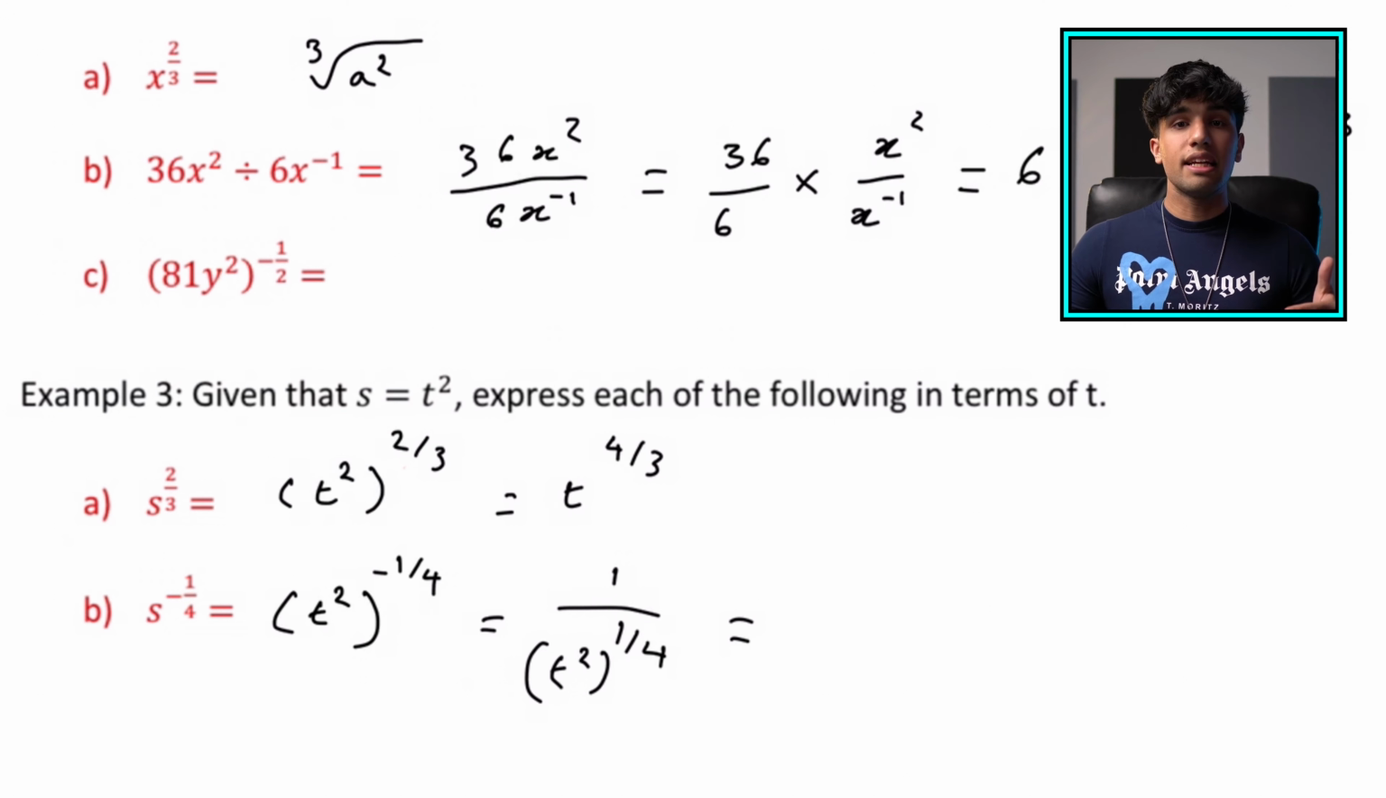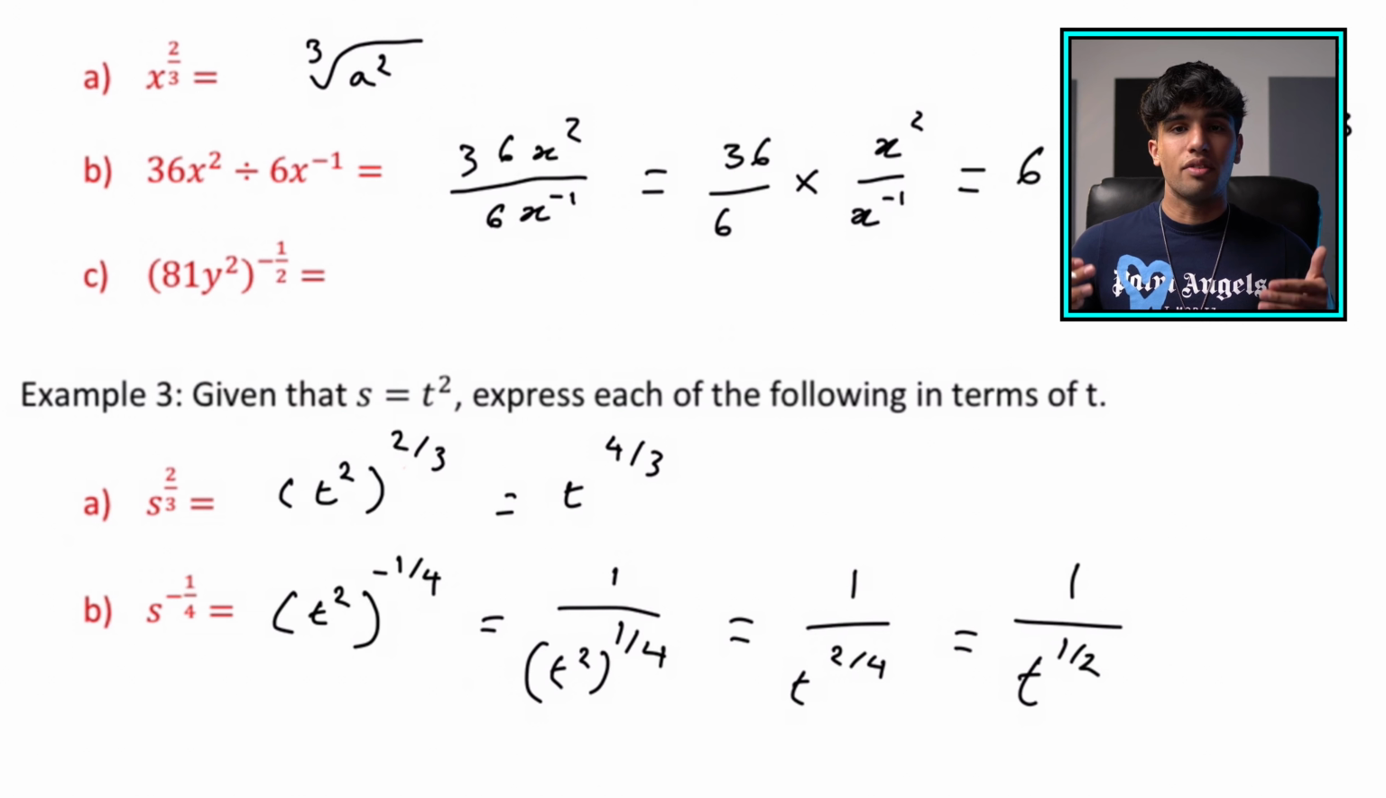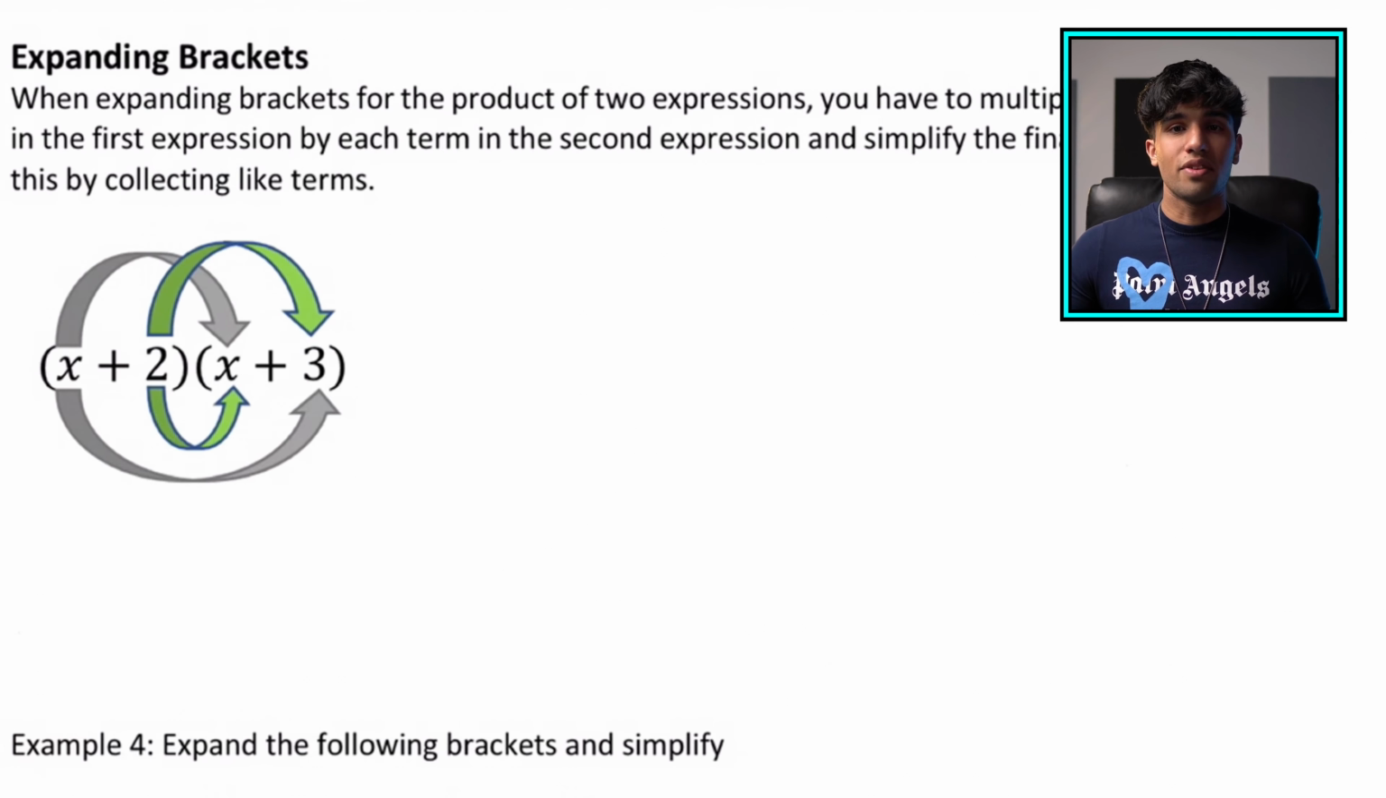From here, we can leave our numerator of 1 alone, that doesn't change, and for our denominator, to simplify it, we again use our index laws and we multiply our powers together, giving us 1/t to the power of 2/4. Many of you would give this as your final answer, but you're forgetting one more thing. We can actually simplify 2/4 one step further, and we get 1/t to the power of 1/2. That's all of indices covered now, guys. Now we can move on to expanding brackets.